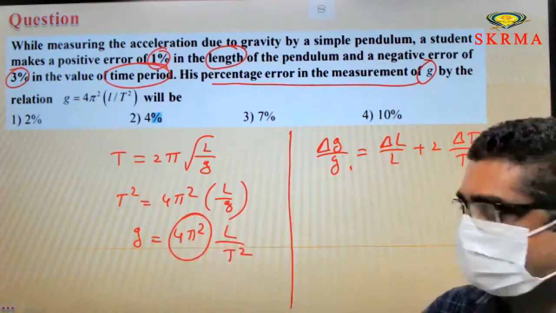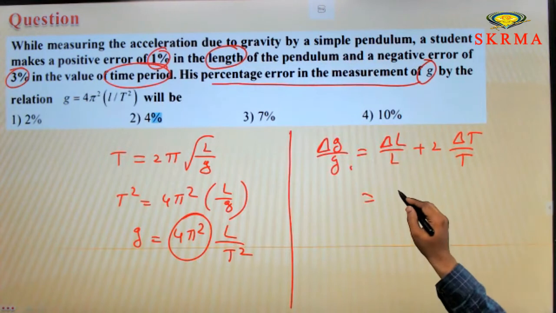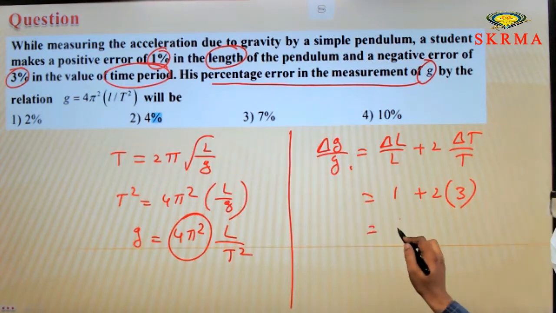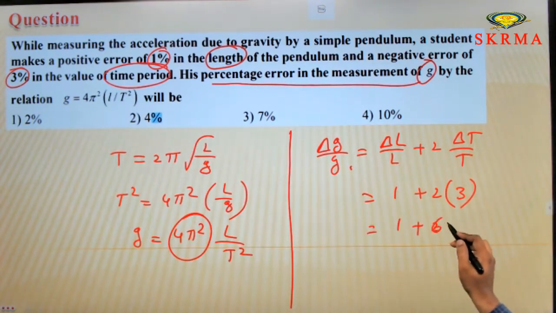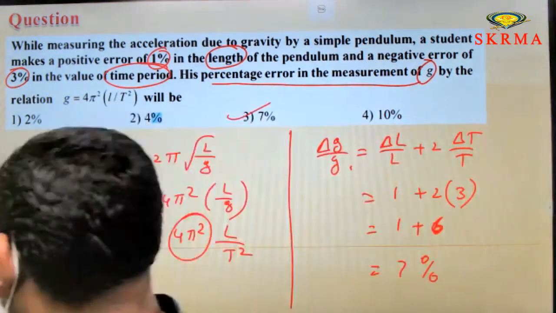delta L by L plus 2 into delta T by T. For constants, no need to write the percentage change. So delta L by L percent, length change is 1, plus 2 into change in time period 3%. Whether it is an increase or decrease, directly you have to substitute. So 1 plus 6, nothing but 7%. 7% is the answer.